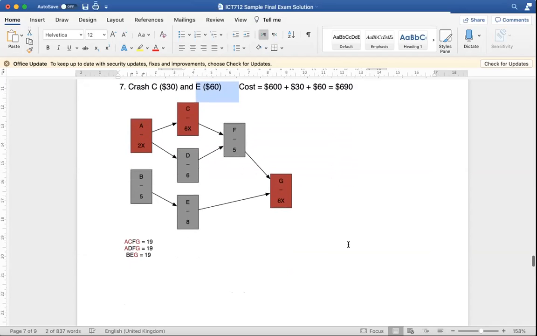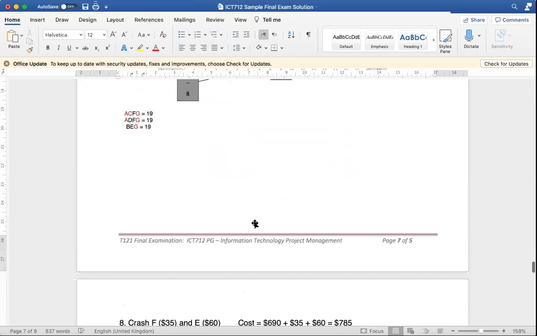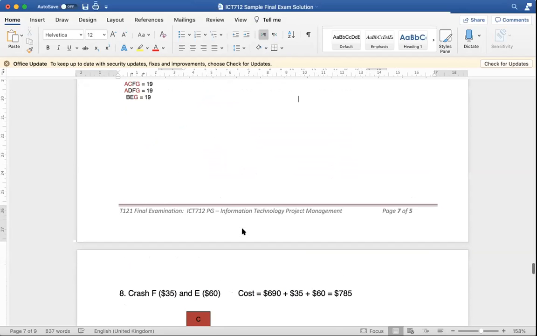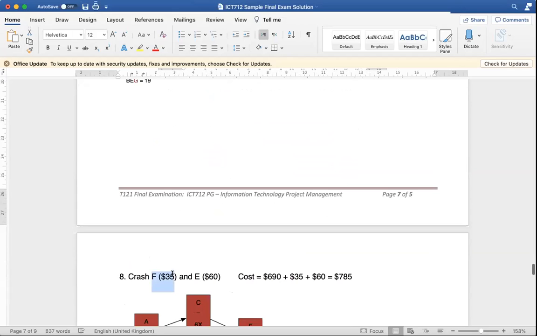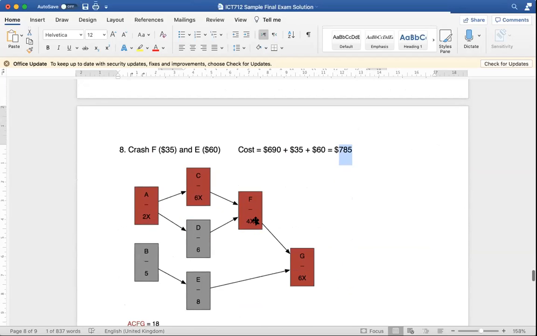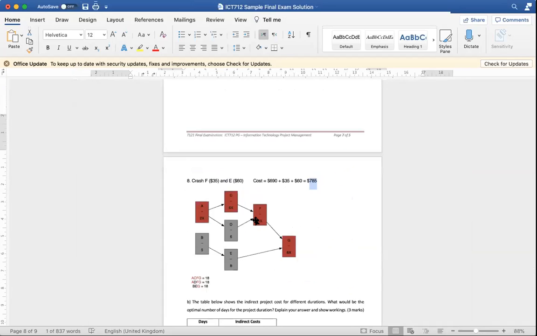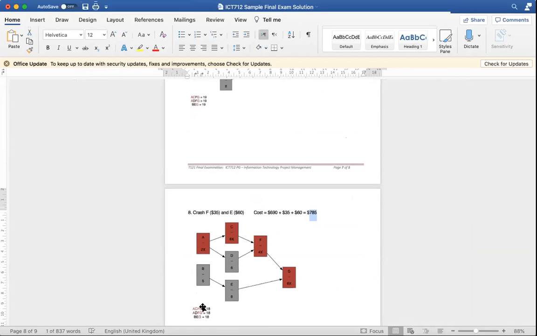Then we reach the final point where we say, all right, F is the cheapest and E is the cheapest. So we add to the 690 we already have 35 plus 60. It's going to be 690 plus 95, which gives me 785. And I know here I can't crash F anymore because we can only crash it once, so that reduces from 5 to 4x. I'm going to mark F that it can't be reduced any longer. Then we reduce the duration of all of these paths from 19 to 18.